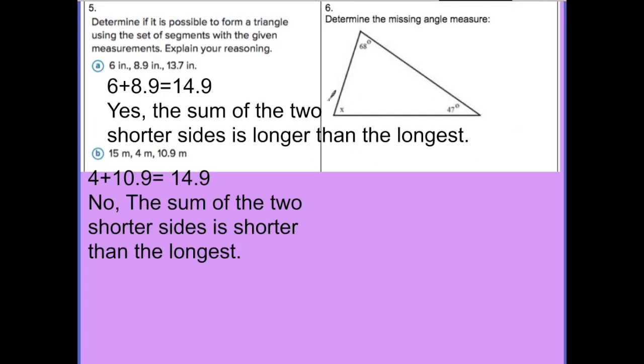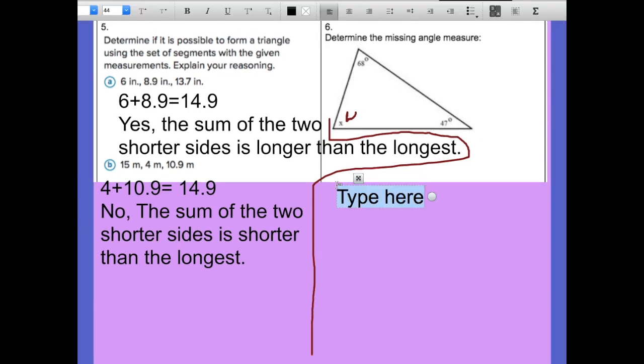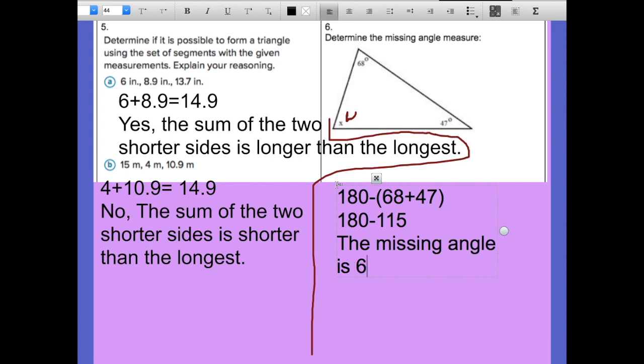The last one on this page, and we kind of wrote into this a little bit, but that's okay. This talks about this angle right here. All right, so determine the missing angle measure. So if I know I got 68 and 47, well, we know that they all add up to 180. So I'm going to do 180 minus 68 plus 47, but then in parentheses. So that becomes 180 minus 115. And then we have the missing angle is 65 degrees.